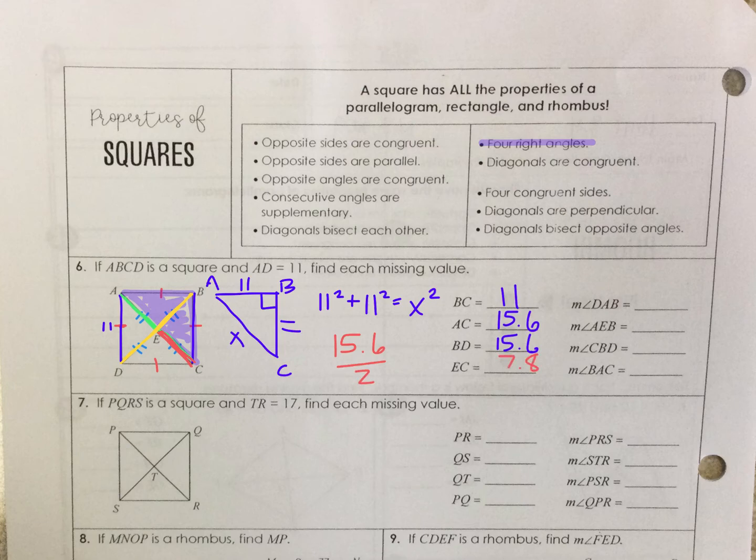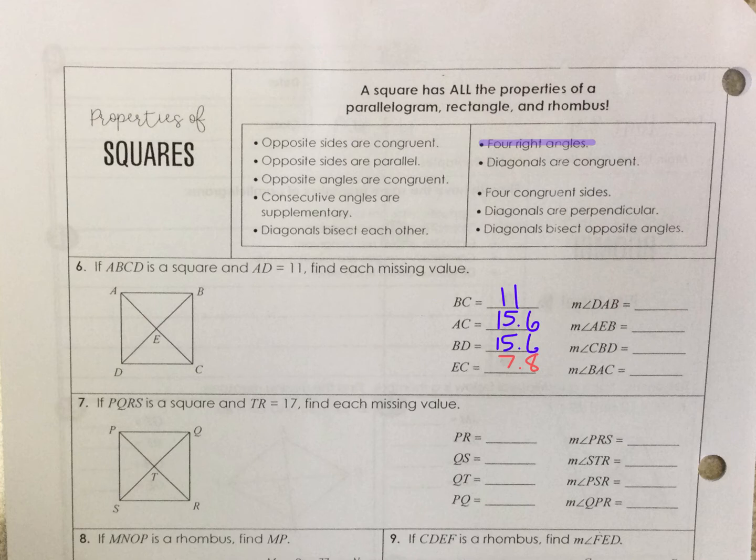Now we're going to switch gears and we're going to talk about the angles. So I'm going to erase all of our side information. Now we're going to do angles. So let's start with DAB. D to A to B.